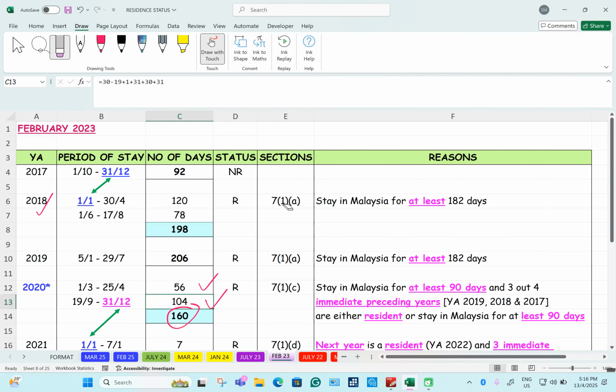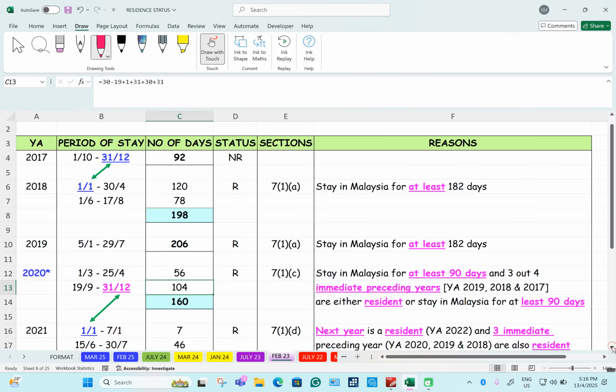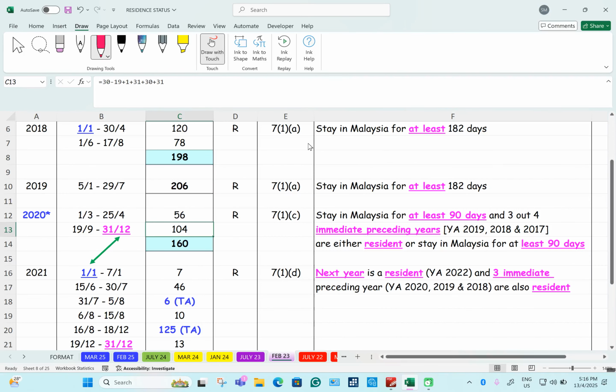Very obvious, guys. Less than 182, meaning to say no A. Okay, fine. How about B? Okay, let's try link 1 first. Link 1, I need 1st January in 2020. Do we have 1st January? No. So we cannot use link 1.